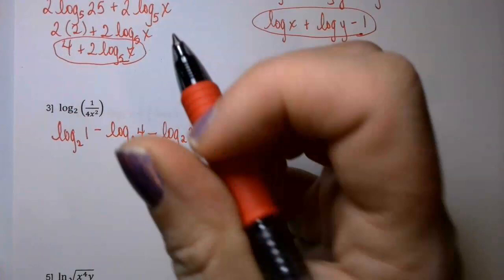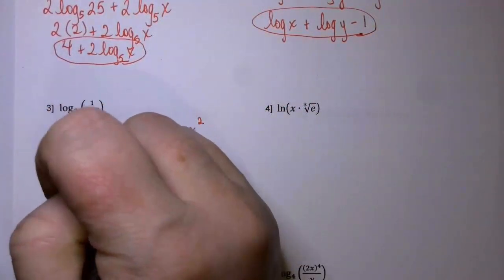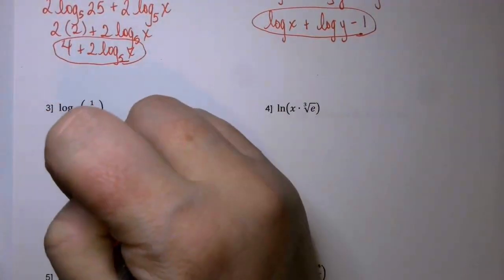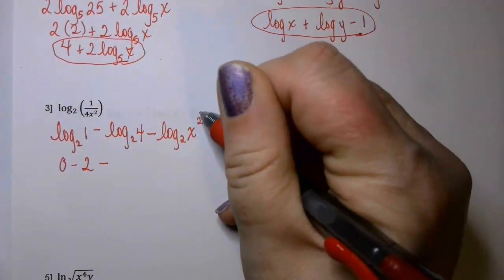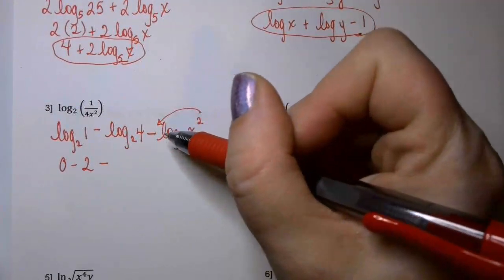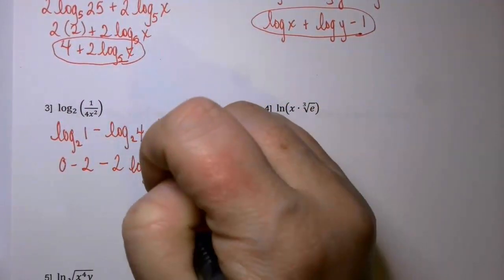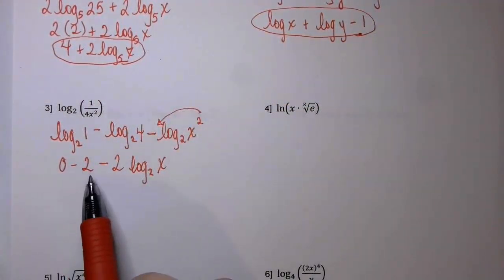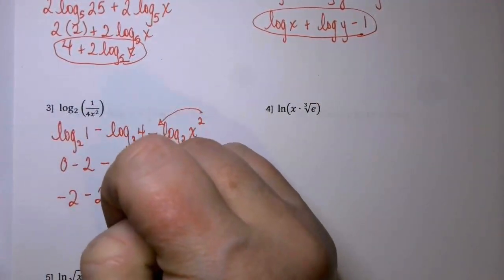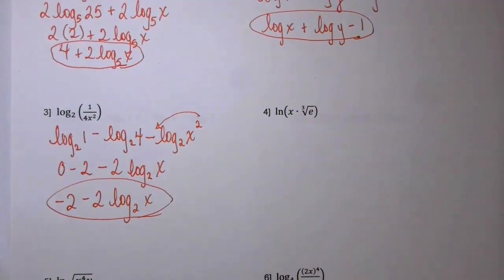So now we can evaluate log base 2 of 1, which is 0. And then the log base 2 of 4 is 2. And then we can use the power property to pull that exponent off the argument of the log and make it the coefficient. And then 0 minus 2 is negative 2. And then minus 2 log base 2 of x would be the expanded simplified form.